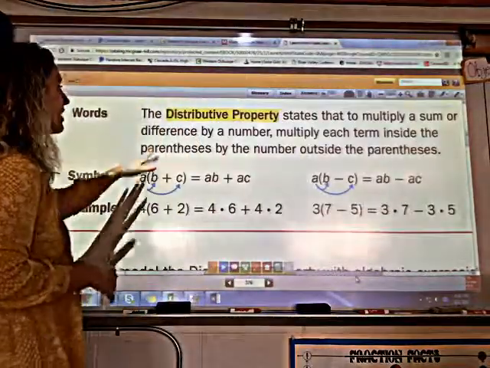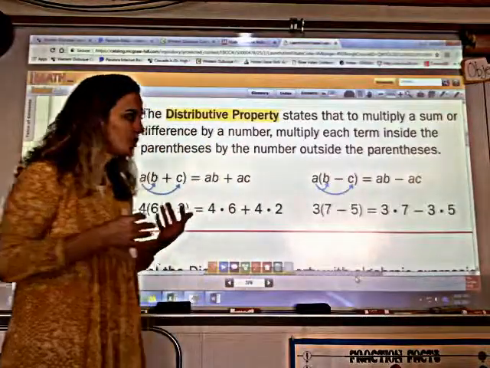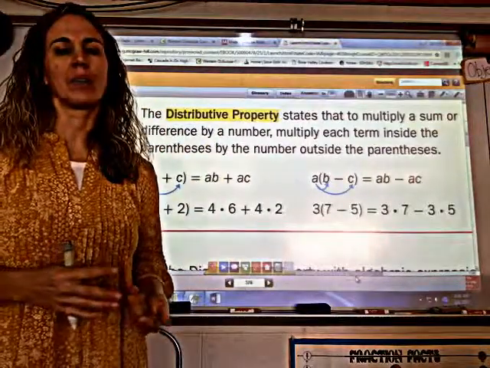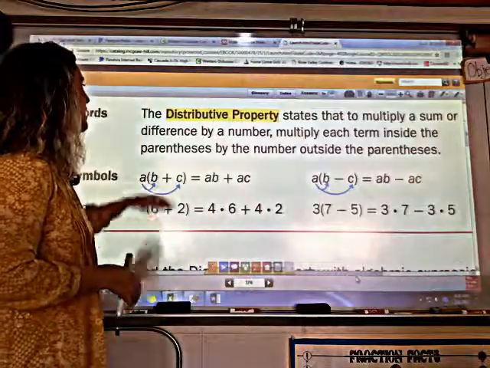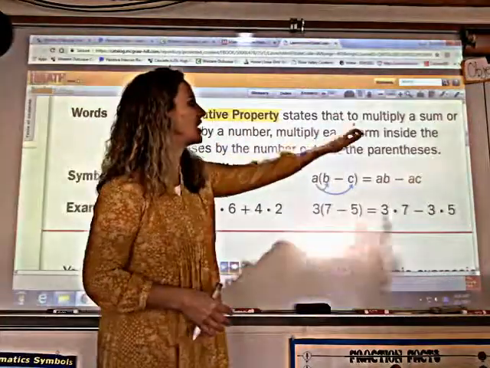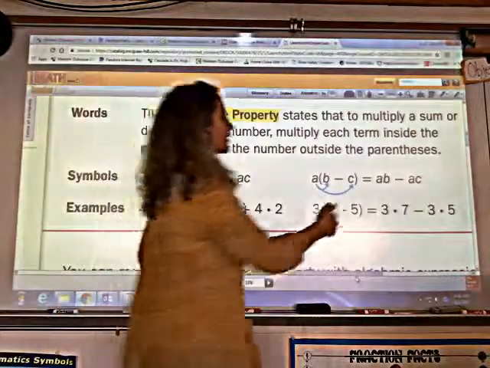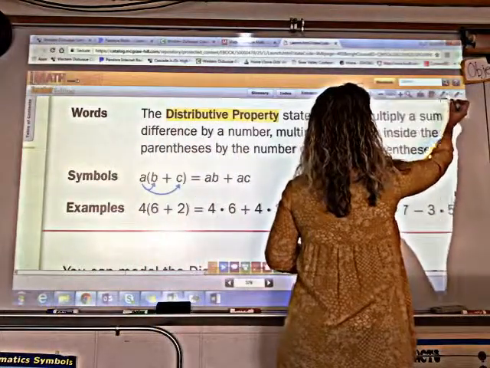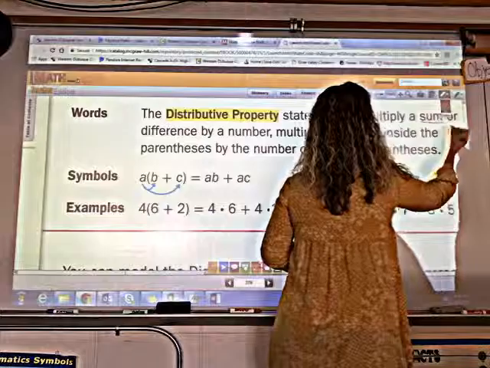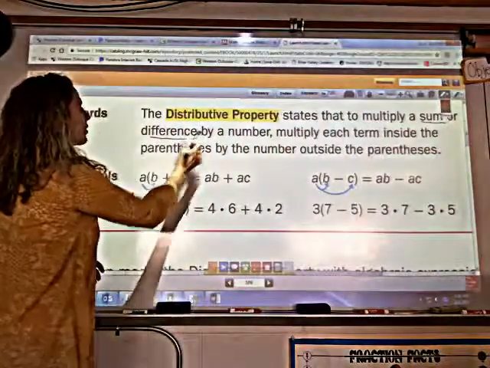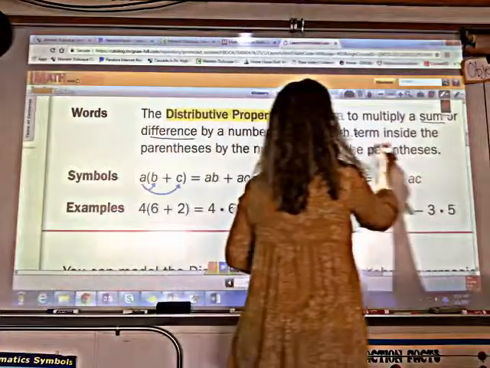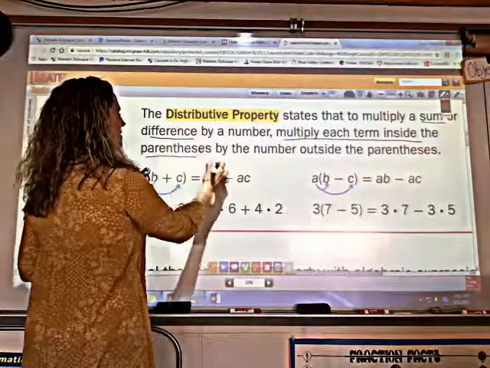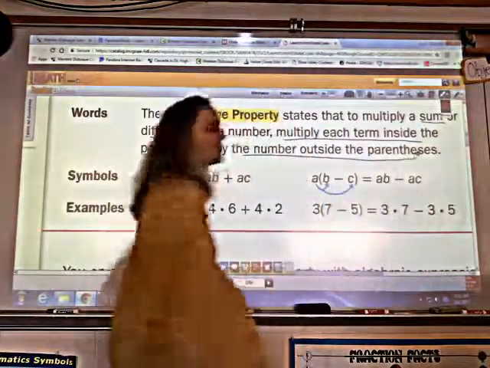So what we're going to be doing here is looking at what's the common number, or what's the common variable in that expression that we can take out. It says the distributive property states that to multiply a sum or difference, and the keyword here is sum or difference, meaning we can be adding or we can be subtracting, our job is to multiply each term inside the parentheses by the number outside of it.